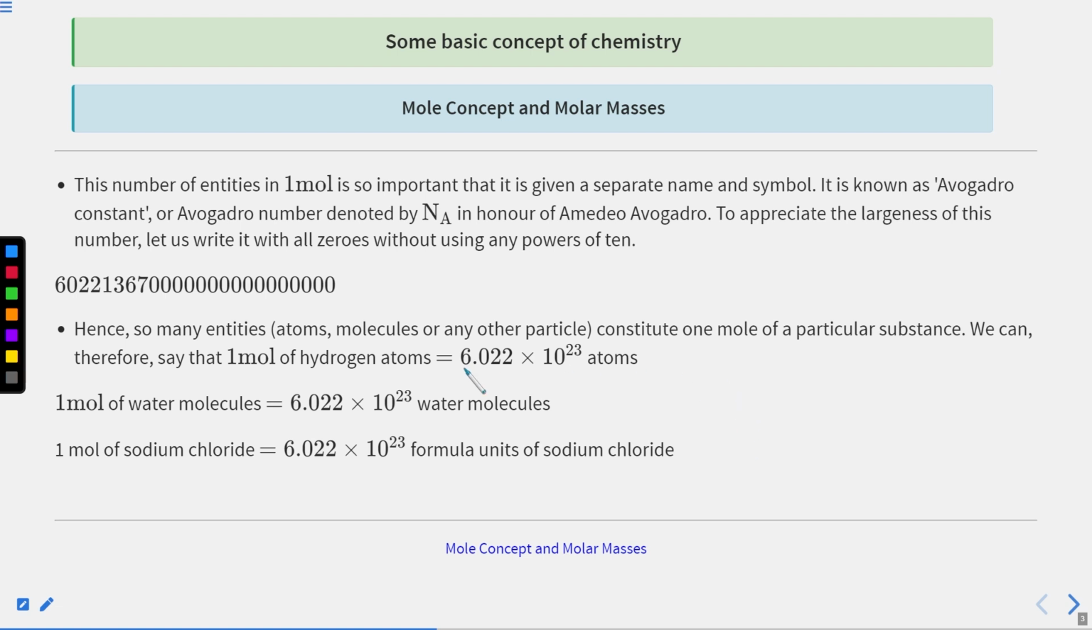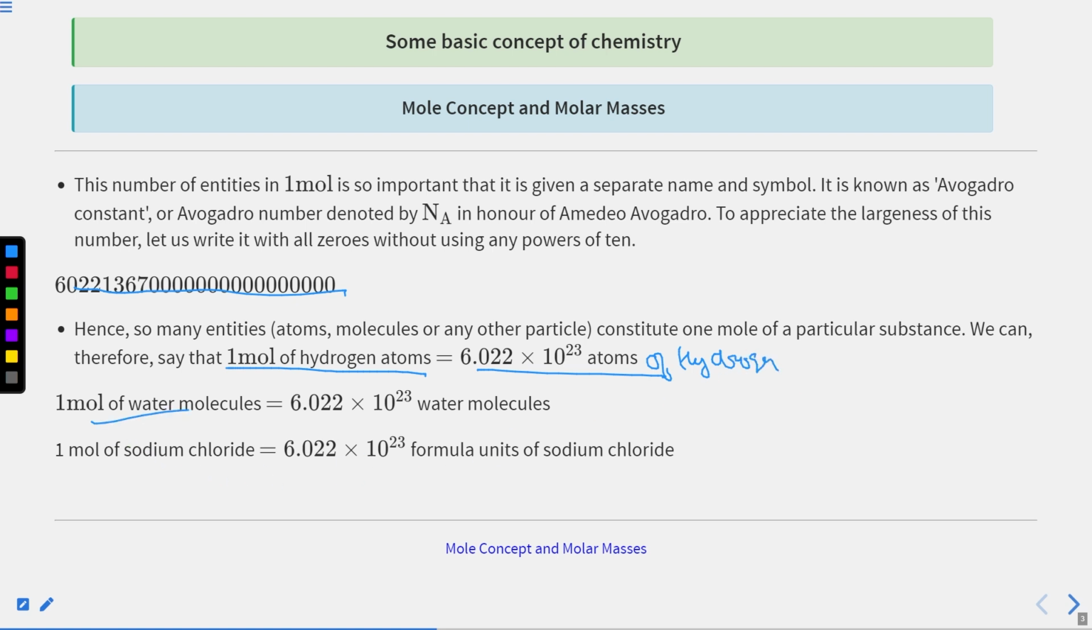So if you want, you can write it in this way also. We generally use the scientific notation. Again, the illustration is that if we have 1 mole of hydrogen atoms, then that would contain 6.022 into 10 to the power 23 atoms of hydrogen.